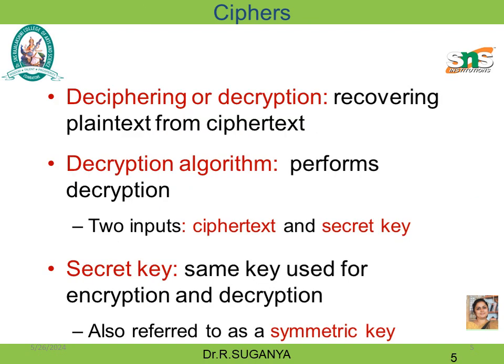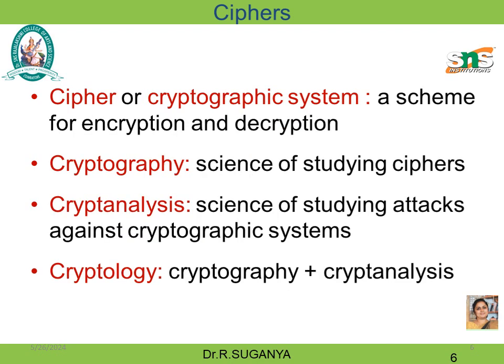Deciphering or decryption means recovering the plain text from the ciphertext. The decryption algorithm performs decryption and has two inputs, the ciphertext and the secret key. The secret key is the same key used for encryption and decryption, which is also referred to as the symmetric key. A cipher or cryptographic system is a scheme for encryption and decryption.